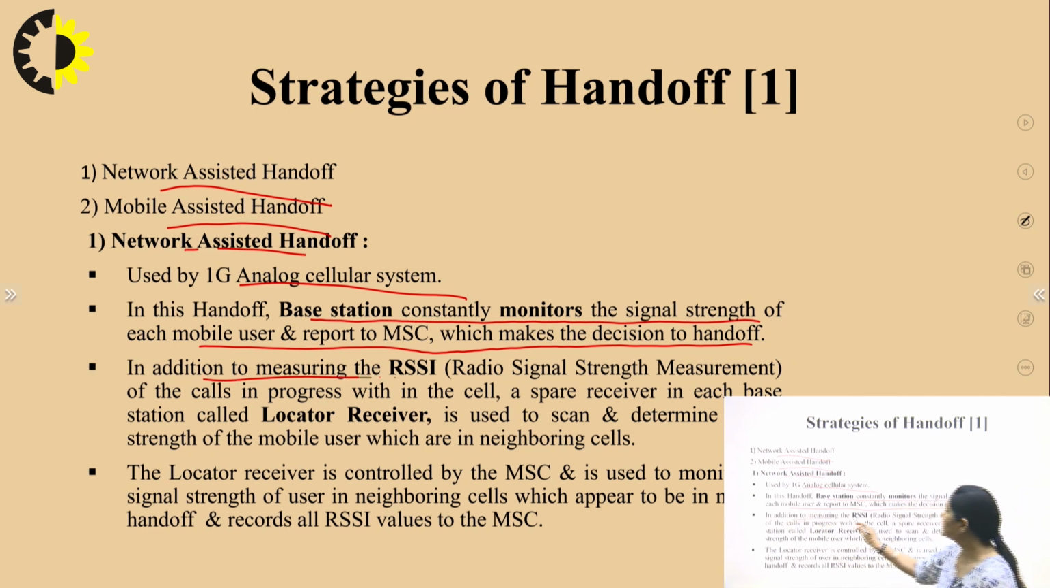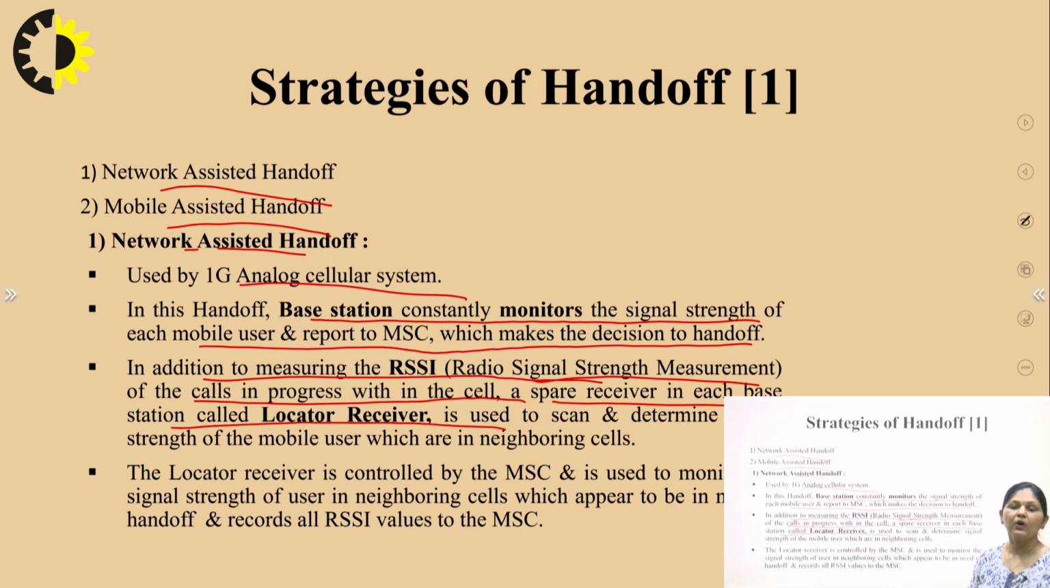In addition to measuring the RSSI, the radio signal strength of the calls in progress within the cell, a spare receiver in each base station called the locator receiver is used. Now, how is it done? Whenever we are on a call, along with the call another control channel is continuously in contact with the base station. The base station takes care of the locator receiver, which will take the idea of our location to scan and determine the signal strength of the mobile users which are in neighboring cells.